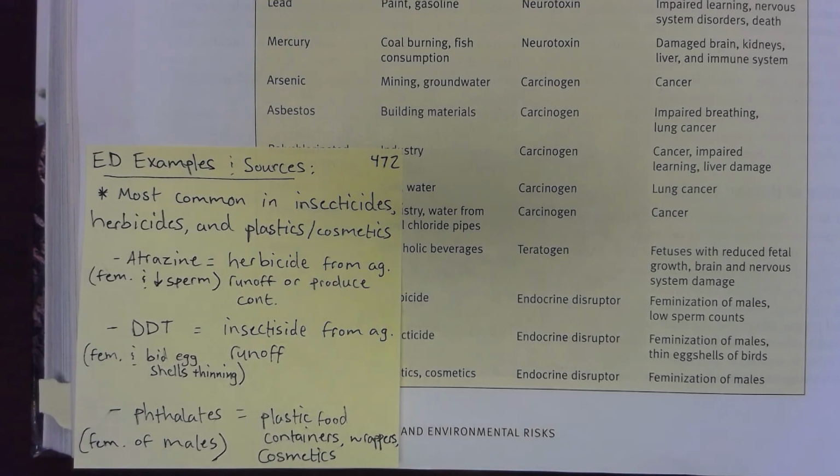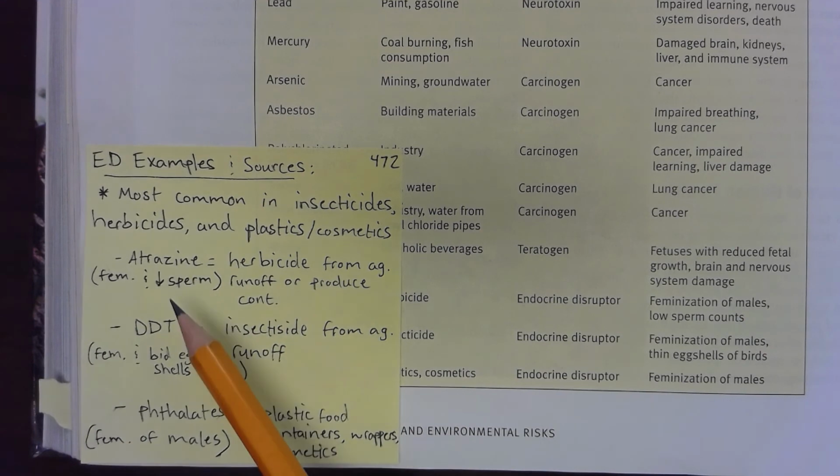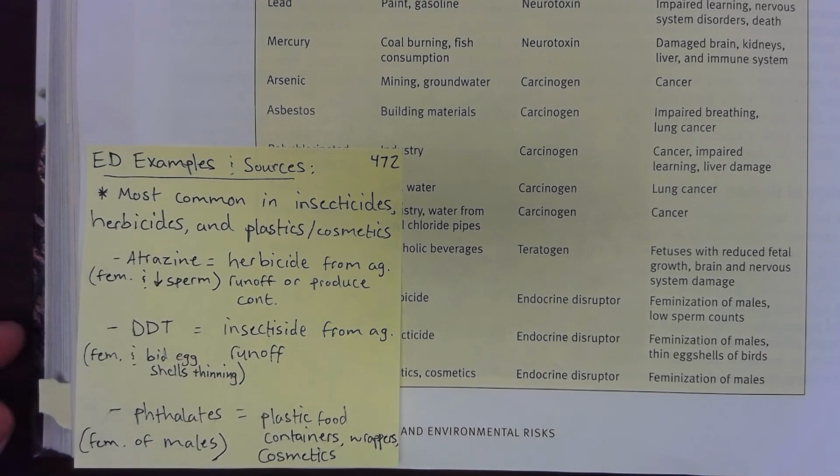And then finally we have phthalates, which are a class of chemicals that are found often in plastic food containers. They were previously found in water bottles and even food wrappers and cosmetics, so things like makeup, soaps, deodorants, things like that. And these are linked to the feminization of males. So these are some must-know APES examples of endocrine disruptors.